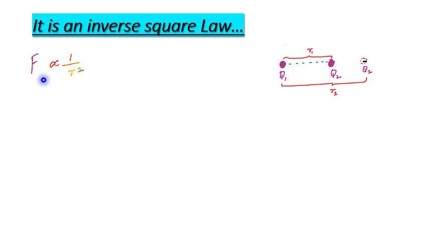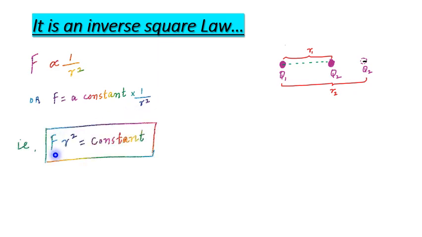Anyhow, F is directly proportional to 1 over r square. That is, F is equal to a constant times 1 over r square, or F times r square is equal to a constant. So the product of force and square of the distance between the charges will always be a constant. So F1 r1 square is equal to F2 r2 square is equal to F3 r3 square is equal to etc., equal to a constant. So this is how we can verify the inverse square relationship. The product of force and square of the distance between the charges will always remain the same.